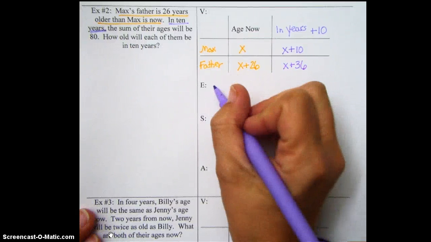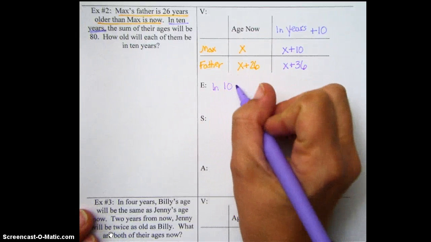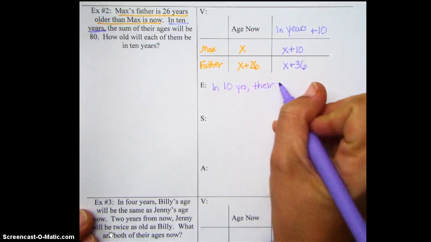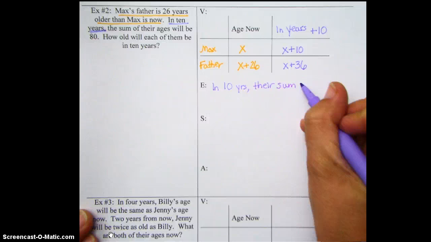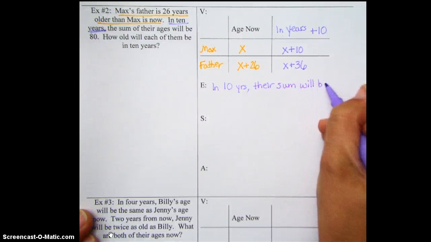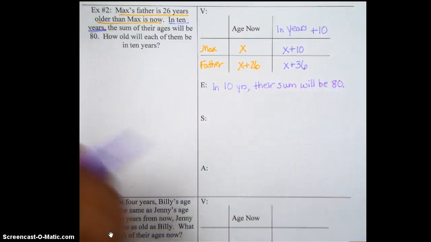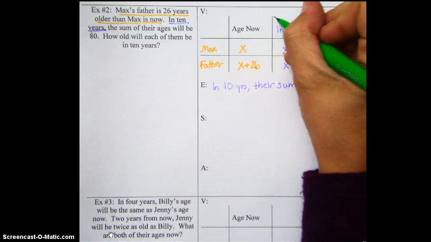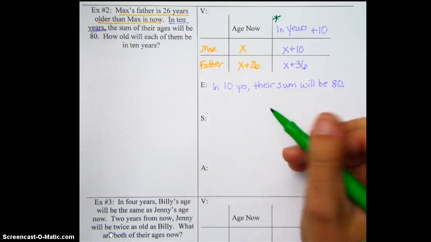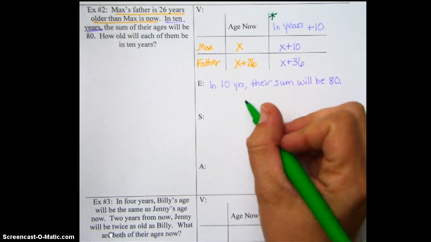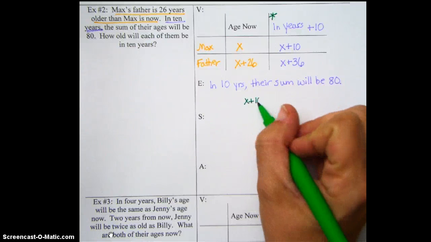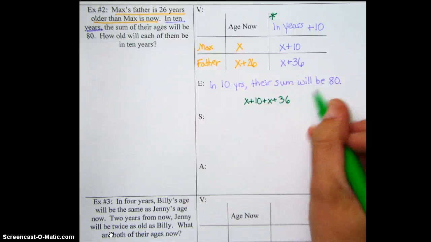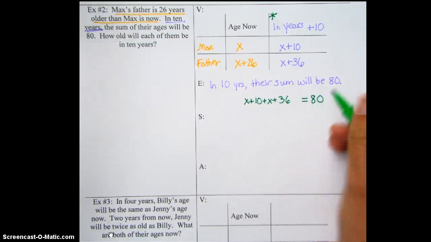So for our equation, we have in 10 years, their sum will be 80. So in 10 years means we're going to be using this column. Their sum means that we're going to be adding their ages together. So we have X plus 10, which is Max's age, plus X plus 36, the father's age, will be means equals, and then we have 80.